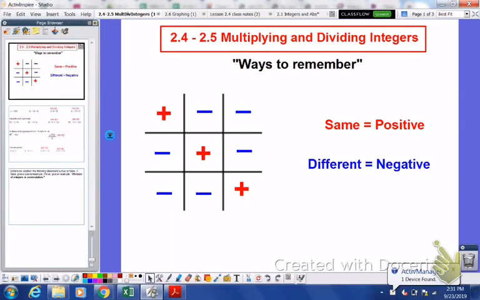So far in this chapter, we have been talking about integers. We just talked about adding them and subtracting them. So in this lesson, which is actually lesson 4 and 5, we're putting them together, and we're going to be talking about multiplying and dividing integers.